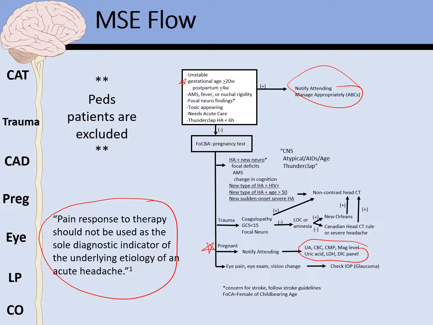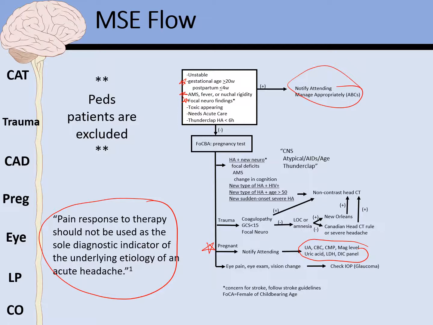Altered mental status, fever, or nuchal rigidity is concerning for meningitis, which needs prompt antibiotics, as any delay in antibiotics can have worse outcomes, and so should be brought to your attending's attention right away. Focal neurologic findings are concerning for a stroke, classically hemorrhagic, but ischemic strokes can have headaches as well, and so it tends to follow a different pathway for a stroke workup that will not be discussed in this lecture.